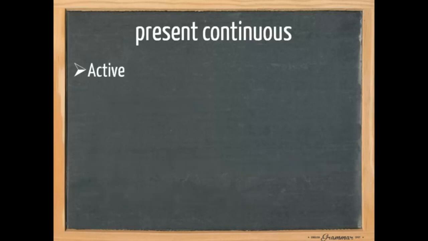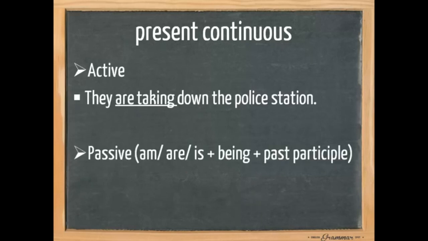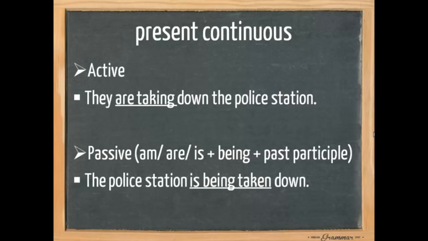Another example, the present continuous. An active present continuous is they are taking down the police station. Now for the passive form, we need to maintain that continuous form, and that is quite hard. So we need either to use am, are, is, and then the continuous form, being, and the past participle. Don't forget to put in being into a continuous passive when your active sentence was a present continuous. You have to maintain that. You can't swap tenses. The police station is being taken down.